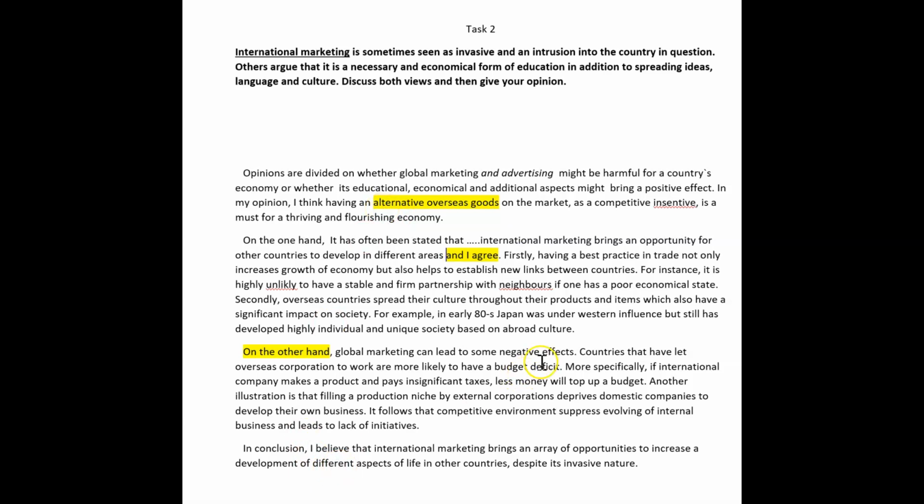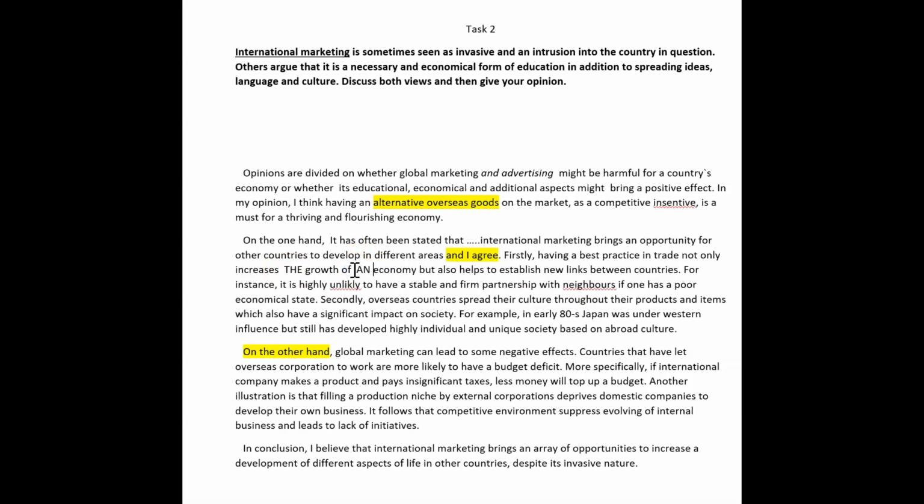"Having best practice in trade not only increases the growth of an economy" - watch out for articles - "but also helps establish new links. For instance, it's highly unlikely to have a stable and firm partnership with neighbours if one has a poor economic state. Okay, secondly, overseas countries spread their culture throughout products. For example," yeah, that's quite interesting, okay, "Japan."